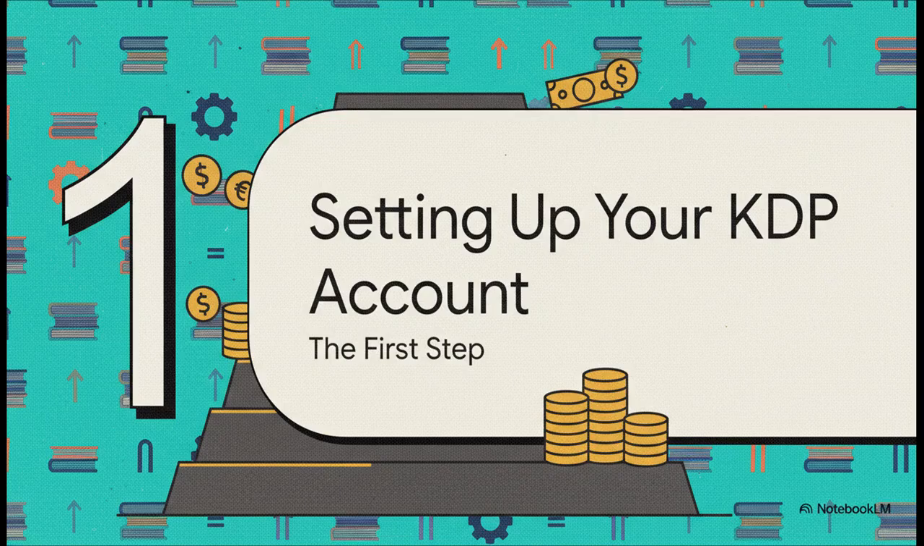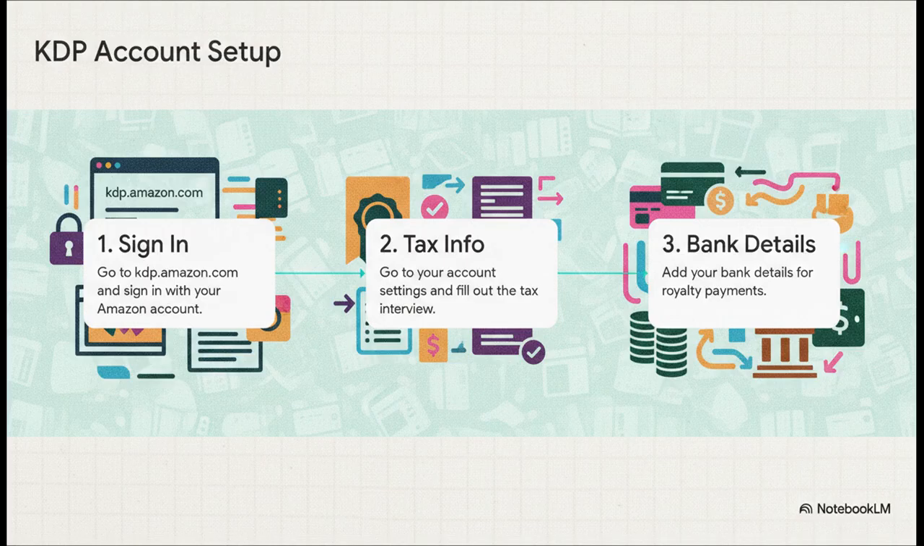All right, first things first. Before we get into all the fun, creative stuff, we have to lay the groundwork. This first step is just some quick but absolutely essential admin work to get your account ready to go, so you can publish your book and, maybe more importantly, actually get paid for it. Look, it's a super simple 3-step process, and the best part is you only have to do it once.